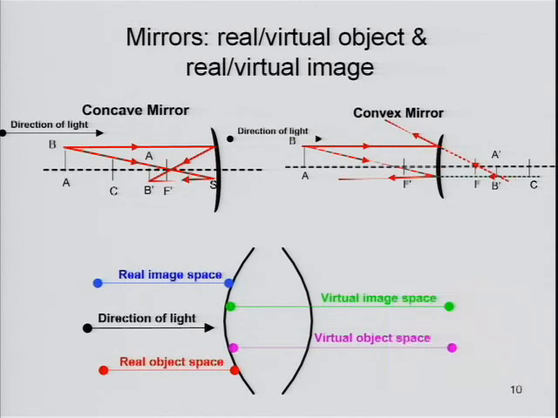We've seen in these two examples, concave and convex mirror, that in both cases we have a real object, but we're able to find a real image in the case of the concave mirror and a virtual image in the case of the convex mirror. And again, strange as it may seem, we can also have a virtual object which could create a virtual image, but also a real image.